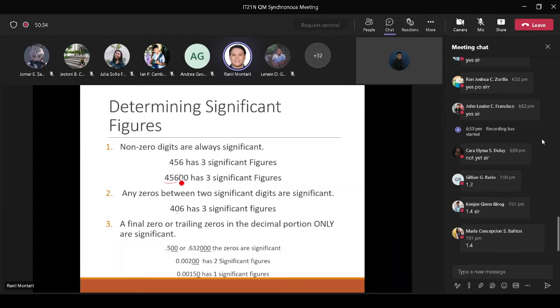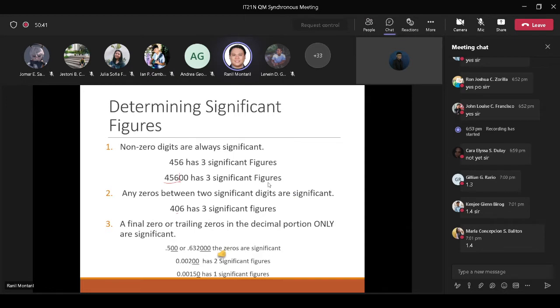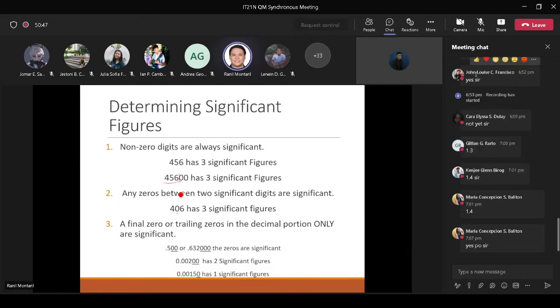So guys, pag sinabing significant figures, naintindihan nyo ba to? Kapag, kunyari, 45,600, anong susunod na number sa kanya kung three significant figures siya? Anong susunod na number? Kung three significant figures. Zero, sir. Bakit naging zero yung kasunod?